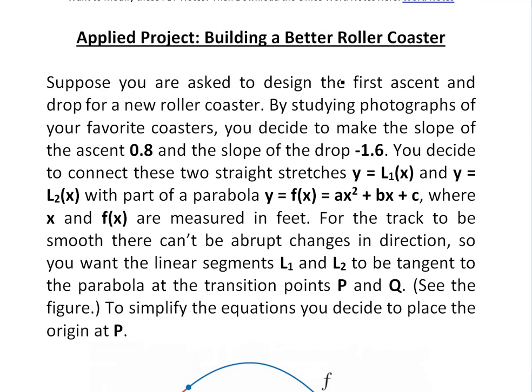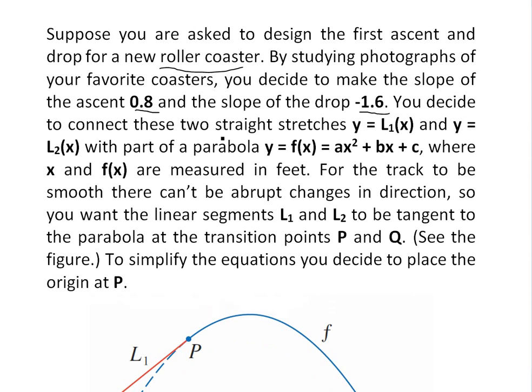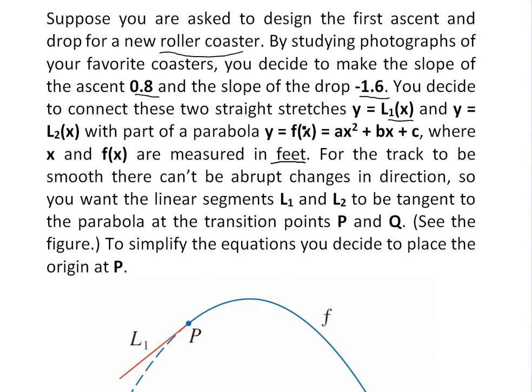Basically, it says, suppose you are asked to design the first ascent and drop for a new roller coaster, and by studying photographs of your favorite coasters, you decide to make the slope of the ascent, or the rise, 0.8 and the slope of the drop negative 1.6, so it's going down at that slope. And basically you decide to connect these two straight stretches, y equals L1 of x and y equals L2 of x, with part of a parabola, y equals f of x equals ax squared plus bx plus c, where x and f of x are measured in feet, so that's what units we'll be working with.